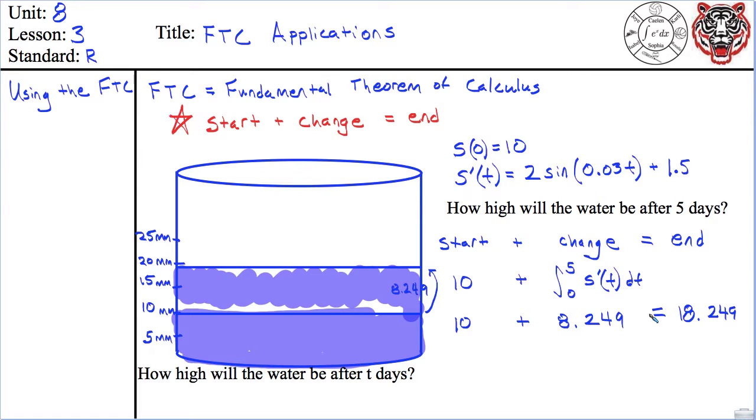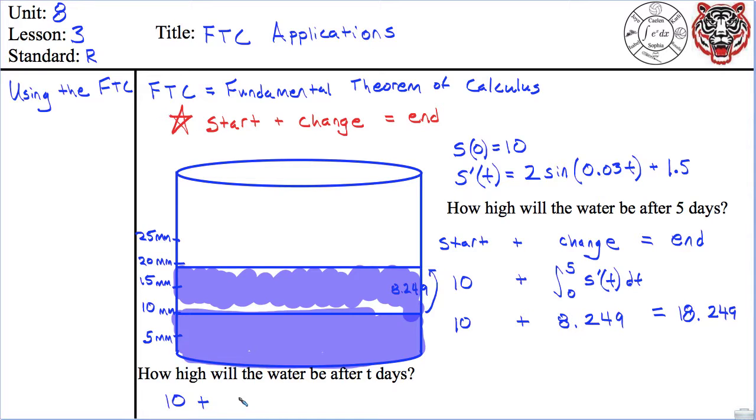So, a slightly harder question. How high will the water be after T days? So instead of 5 days, it's T days. What are we going to do? Plug and chug. I mean, almost. We need to find an equation. So again, it's start plus change equals end. So it's going to be 10 plus what?